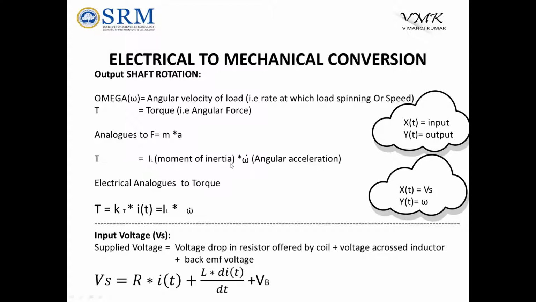It's a simple analogy of F is equal to ma. In terms of rotational force, I'm going to say it is IL into omega dot, the angular acceleration. Okay, so you understand this. Now this is the electrical analogue of torque. This torque needs to be produced from my voltage, so Vs should supply it.